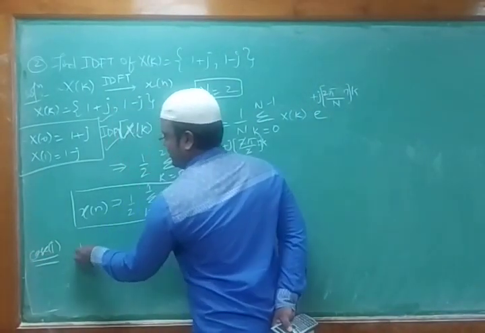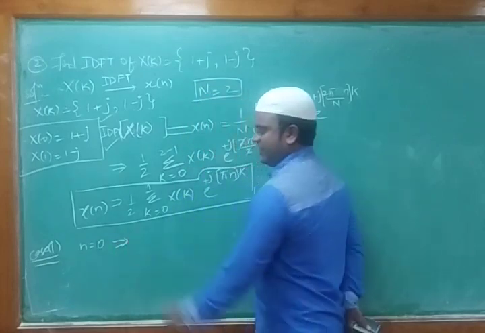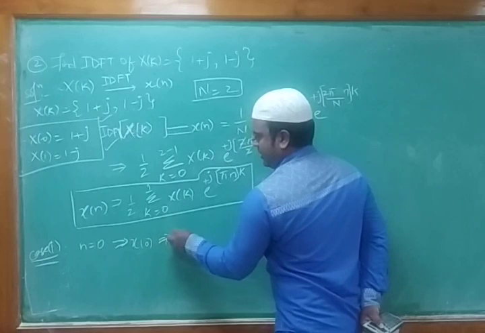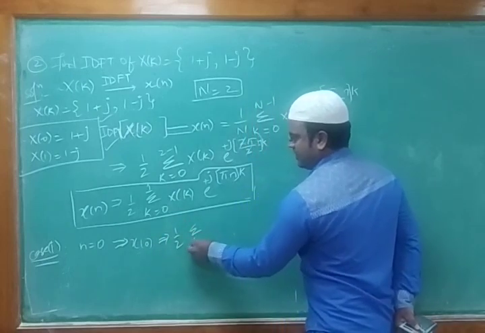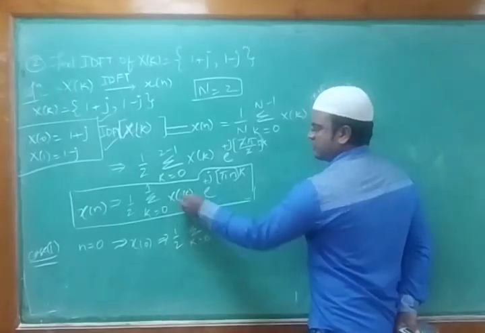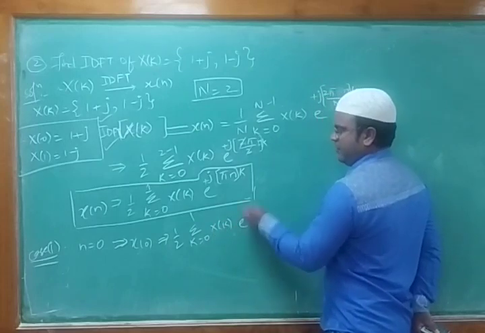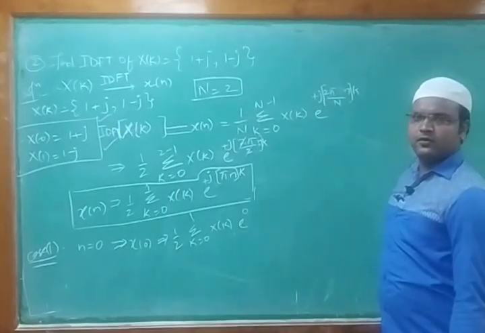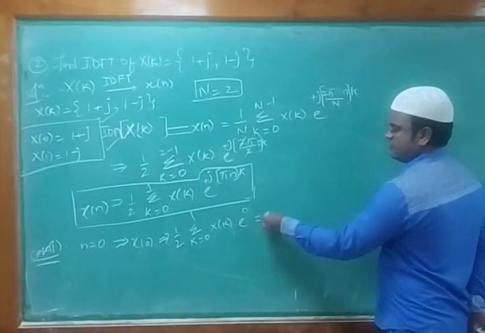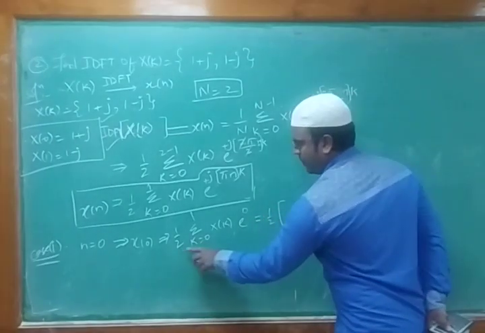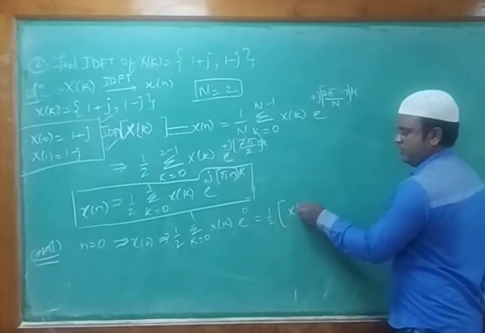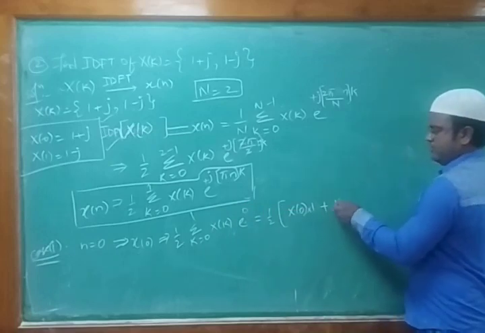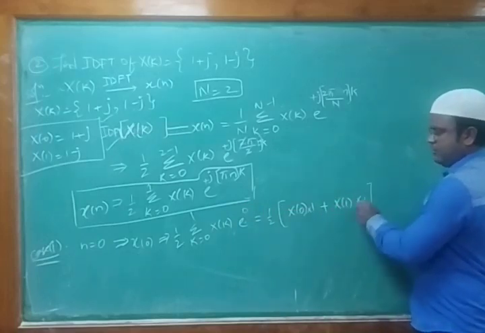So what is case 1? N is equals to 0. We are taking it. So substitute here n is equals to 0, x of 0, 1 by 2. Here is summation k is equals to 0 to 1. X of k will not write, it's as it is, e power. What is n value we do have? 0. So the whole will become e power 0. So what I'll write for this? So 1 by 2, apply the summation, k is equals to 0. So x of 0, e power 0 anyhow 1, plus second value k is equals to 1. So x of 1 into e power 0 anyhow 1.